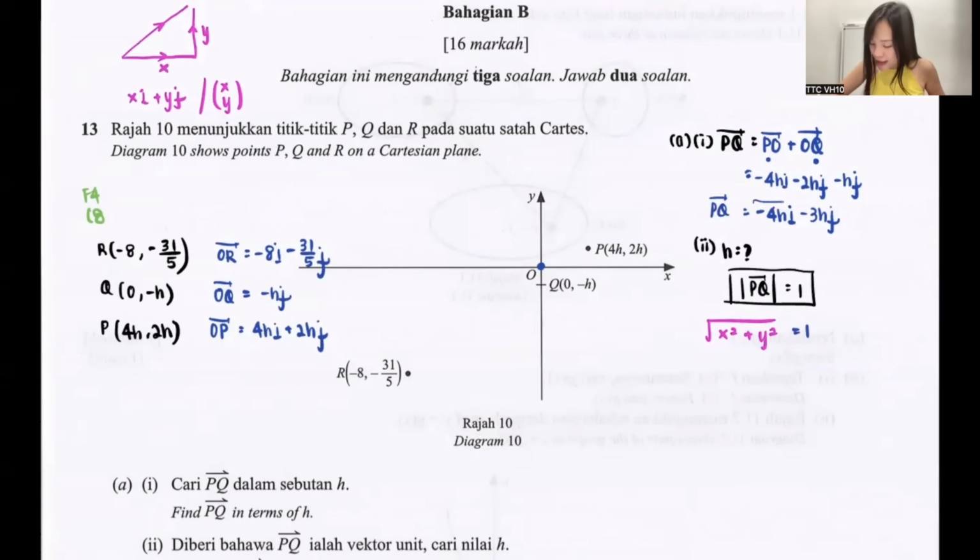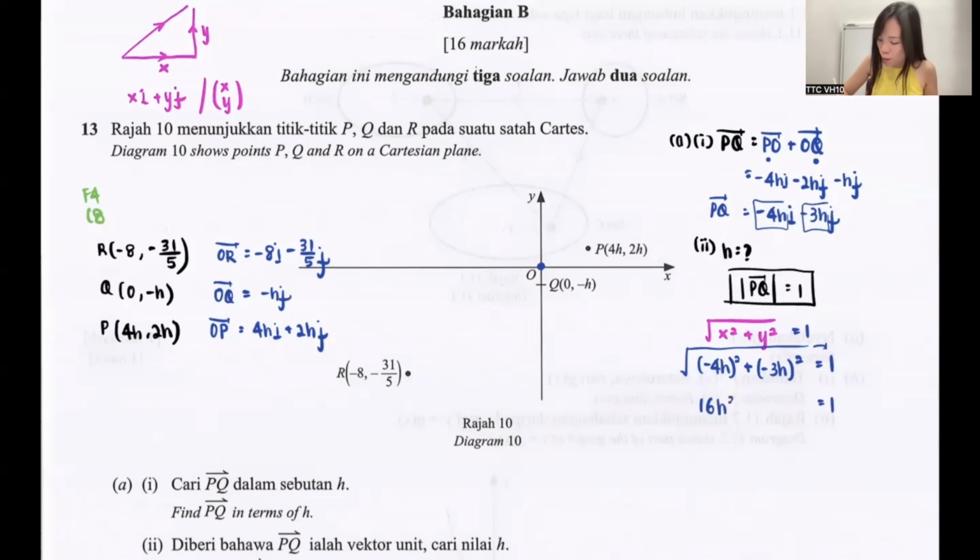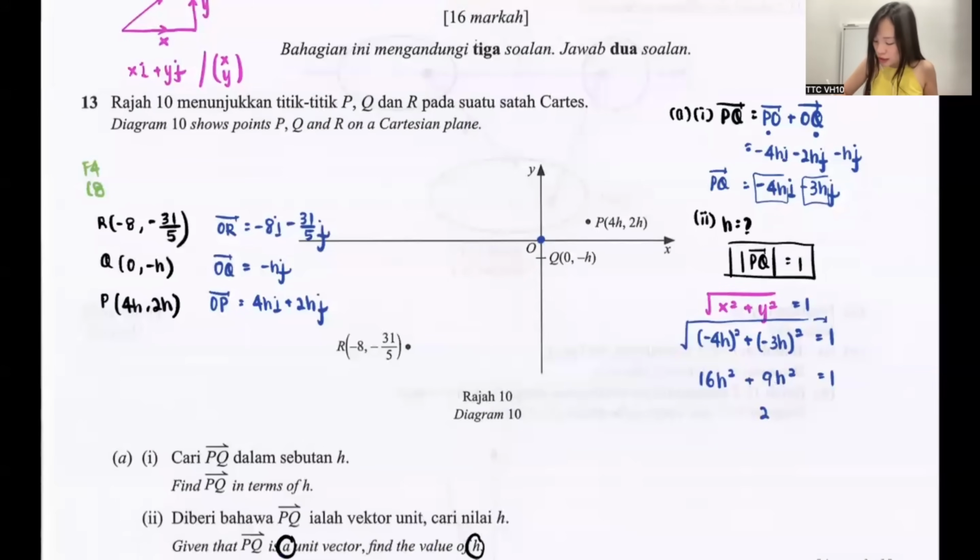So remember, the I in front represents your X, which is negative 4H. Put a bracket because there is a negative. Then your Y is actually negative 3H. Put a bracket with a square. Square root it, equivalent to 1. So just move around, then you can find the H answer. So square root, move it over, square. 1 squared is 1. Negative, negative, positive, 4, 4, 16, H squared. Negative, negative, positive, 3, 3, 9, H squared as well. So this one plus this one will be 25H squared equivalent to 1.